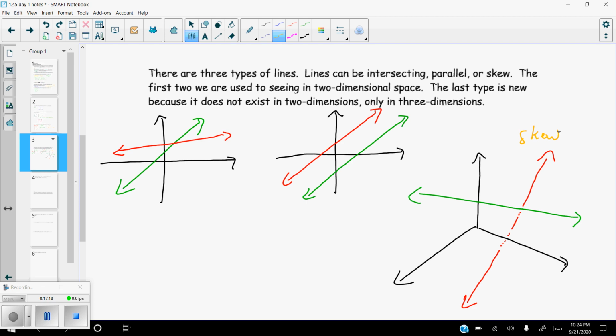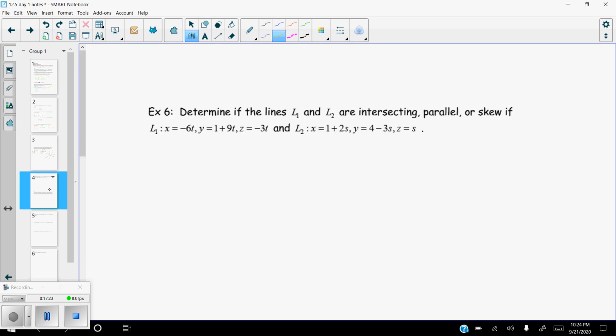So in our sixth example, wow, I got ahead of myself. On our sixth example, we want to determine if the lines L1 and L2 are intersecting, parallel, or skew. And we're going to be given the lines, it looks like, both in parametric form. So we're given the first line, x, y, and z in terms of t. The second line, x, y, and z in terms of s. So here's what we're going to do. We're going to go ahead and check for intersecting. If we're going to check for intersecting, that's actually pretty easy to do.